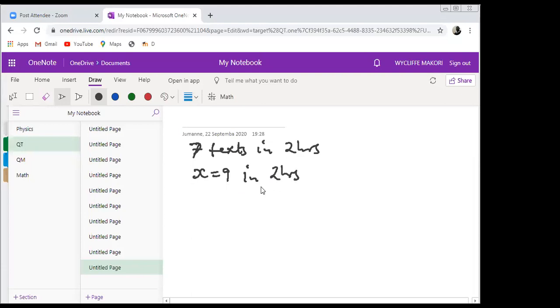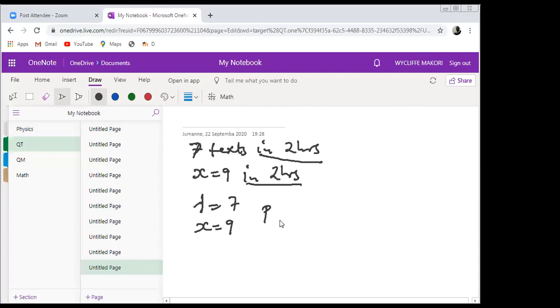In a 2-hour period. This one is also direct because here it is talking about 2 hours. So to calculate that, you just apply the formula directly. Our lambda is the mean number of texts, which is 7, and our X is 9. We don't need anything else.